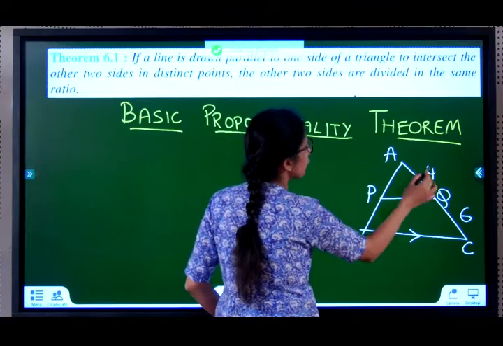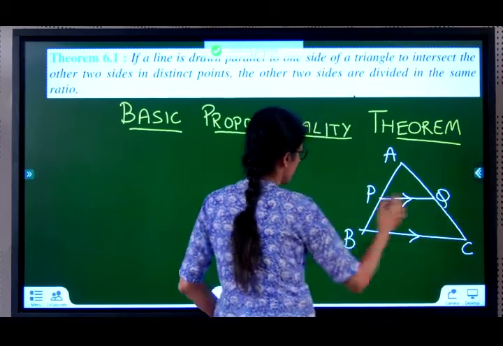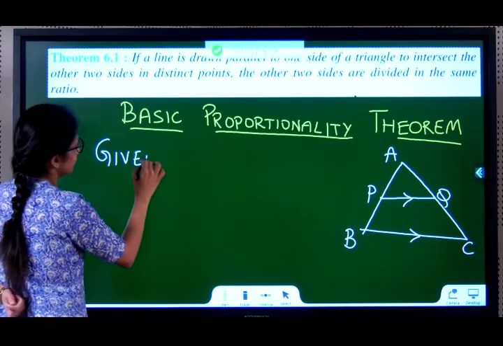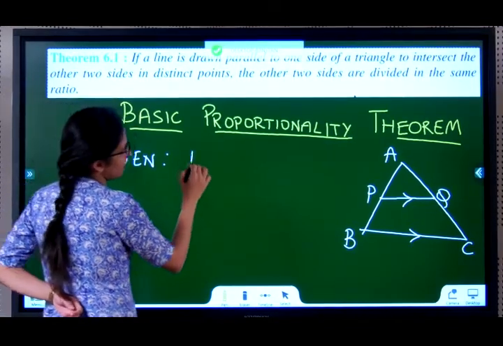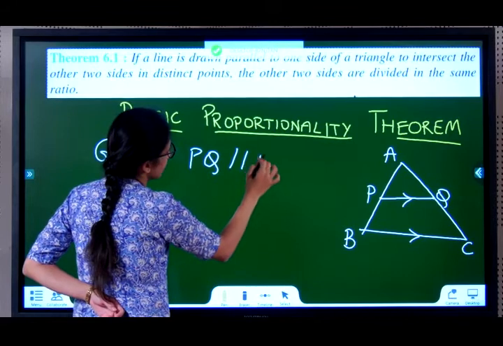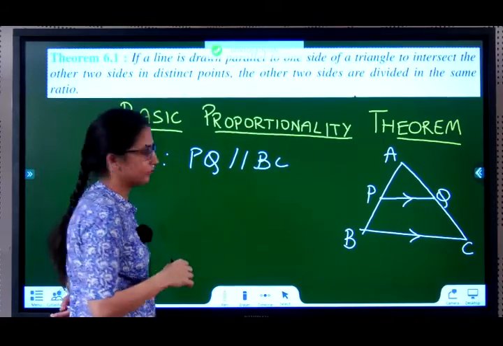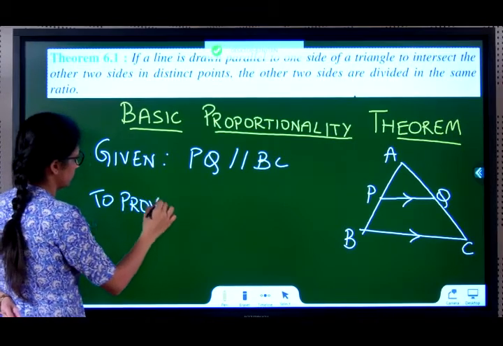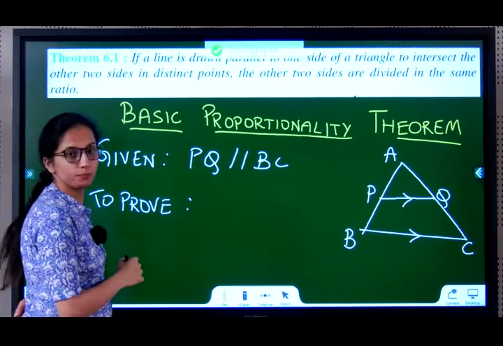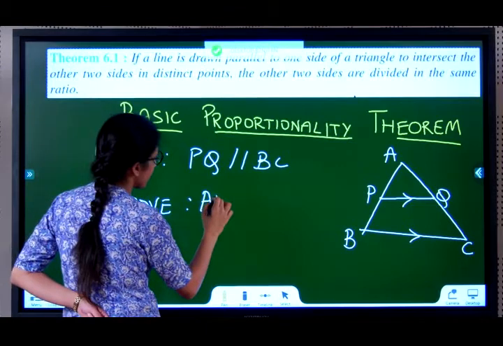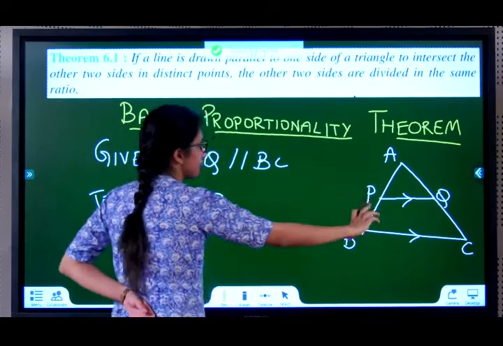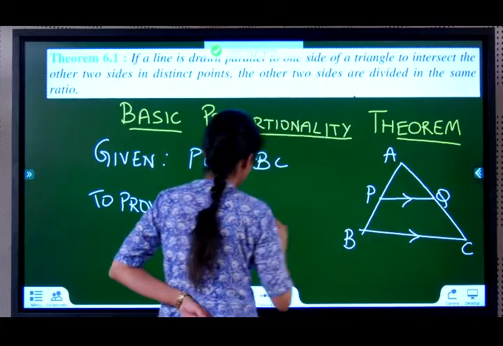So we have to prove this. Okay. So first of all, what is given? PQ is parallel to BC. What do we have to prove? We have to prove that AP by PB is equal to AQ by QC.